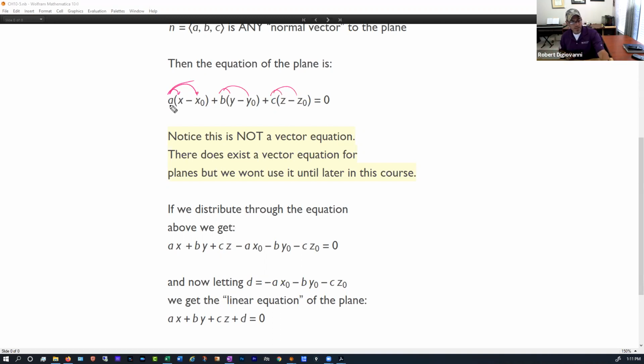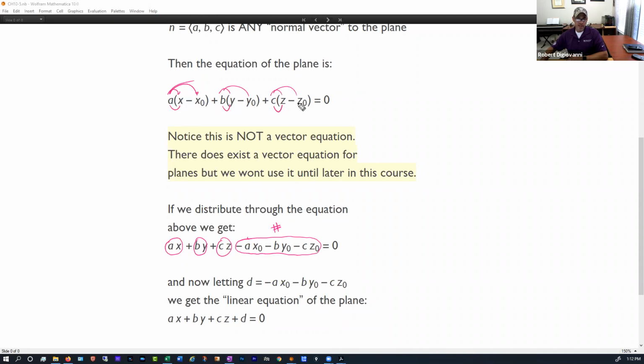the first things you'll get is like ax, okay, and then this b times the y gives you the by, and the c times the z gives you this, and then all the other distributions, a times negative x naught, b times negative y naught. Every time you do those distributions, those are just numbers, aren't they? So like all of this is just a number, because a is a number, x naught's a number. B is a number, y naught's a number.